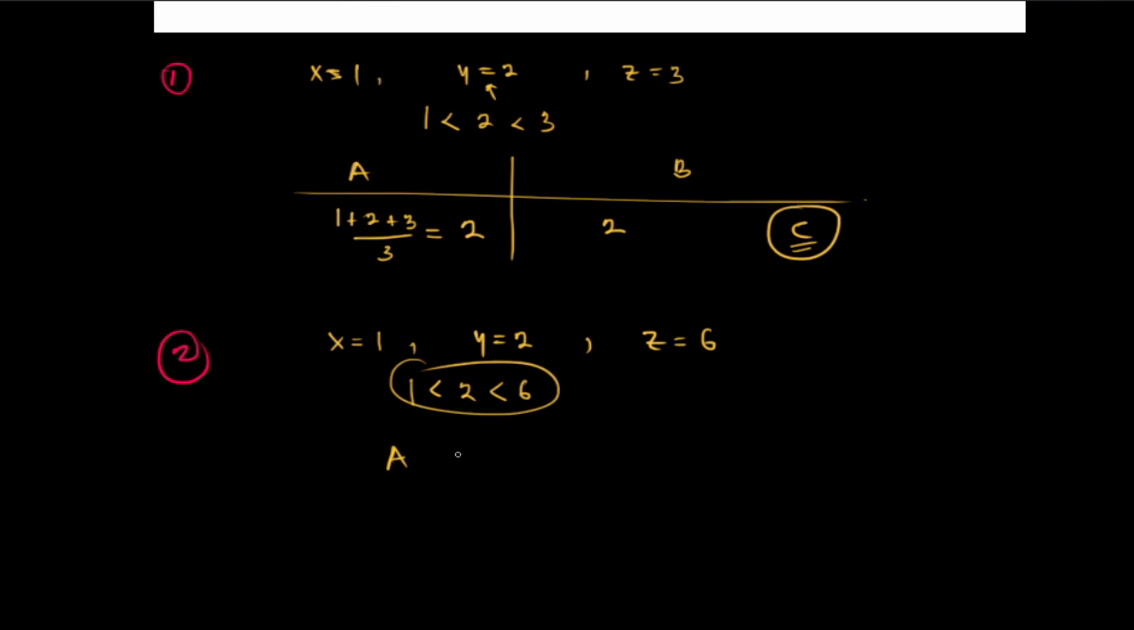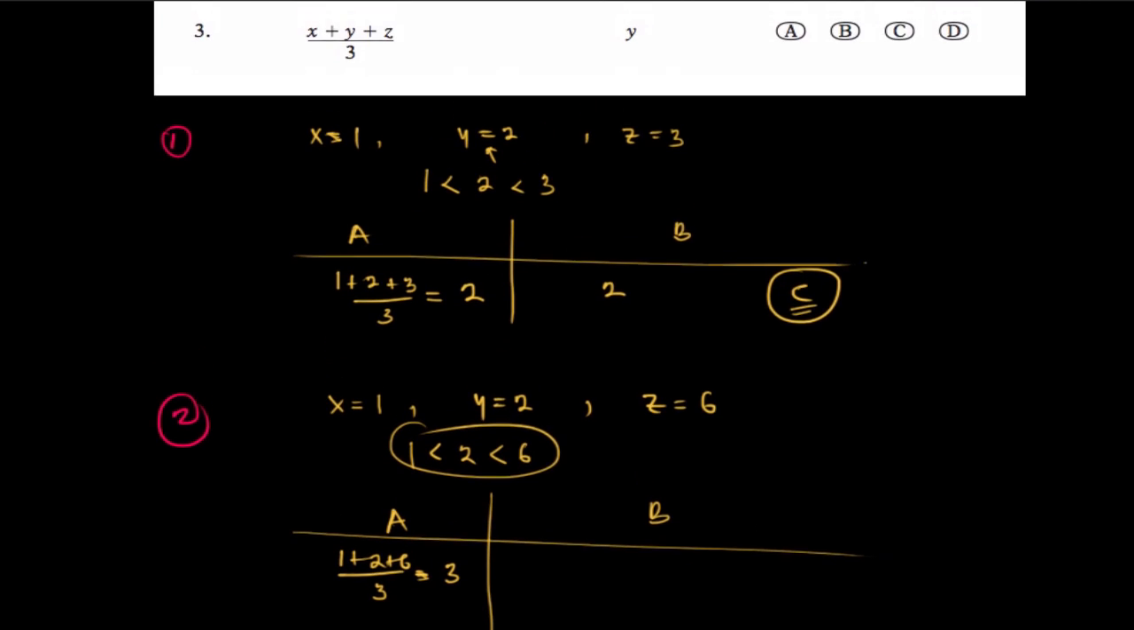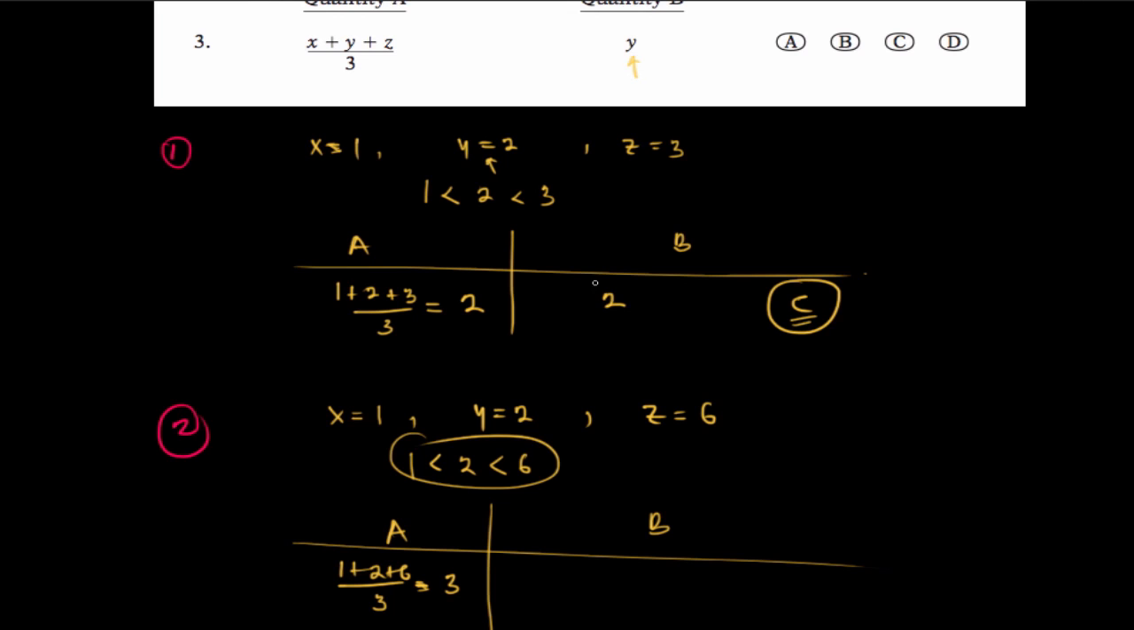So again, quantity A, you have your quantity B. Quantity A is the average of the three numbers. So you have 1 plus 2 plus 6, all divided by 3, and that would give you 1 plus 2 is 3, plus 6 is 9. Now 9 divided by 3 gives you 3. But then quantity B is just y. You can see it's just y. So our y is 2.